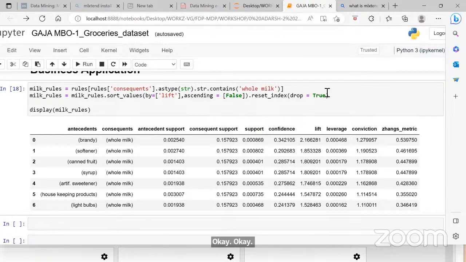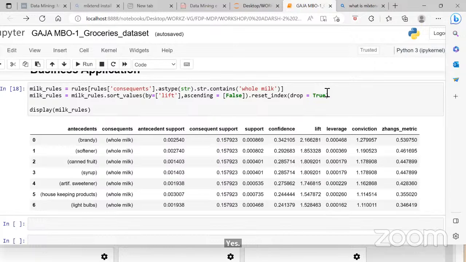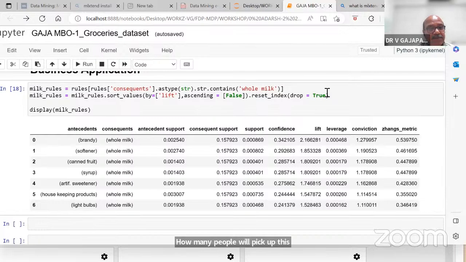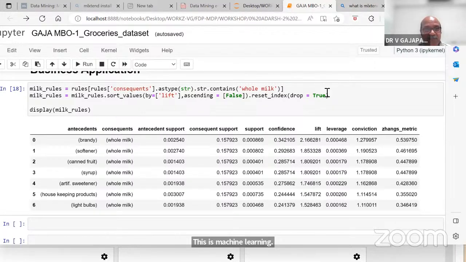Although the lift is very high, I don't know how many people will actually pick up this in terms of numbers. What is the problem there? See, that is what I'm telling. This is machine learning. Nobody is interfering here. Another thing is it is unsupervised. We have not interfered in any part of this. It is just on the basis of data.